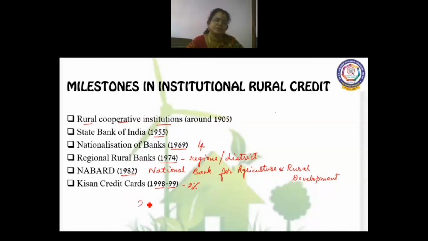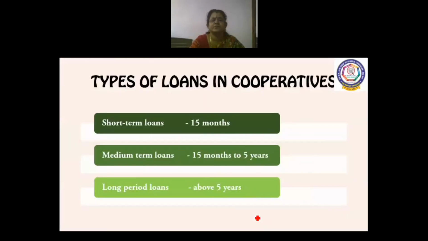In 2014, a new scheme was launched, that is Pradhan Mantri Jan Dhan Yojana, and this scheme aims at motivating or encouraging the farmers to open bank accounts.